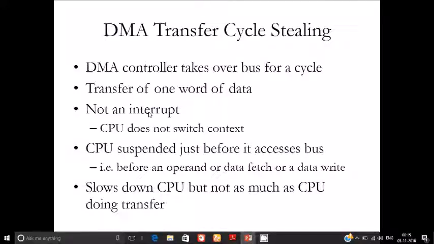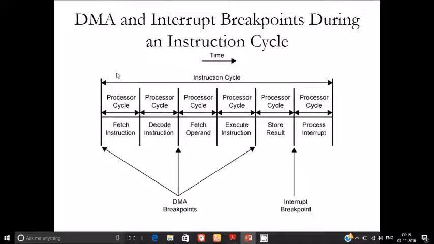DMA now comes to the DMA transfer, cycle stealing. Cycle stealing is a word familiar to you because I already explained what cycle stealing is. The DMA will take control of the bus at a particular interval of time, like a particular cycle, transfer one word of data, and not an interrupt. It transfers it, but the CPU doesn't switch context. The CPU suspends just before access of the bus, before an operand or data fetch. It slows down the CPU, but not as much as the CPU doing the transfer. This is DMA transfer cycle stealing.